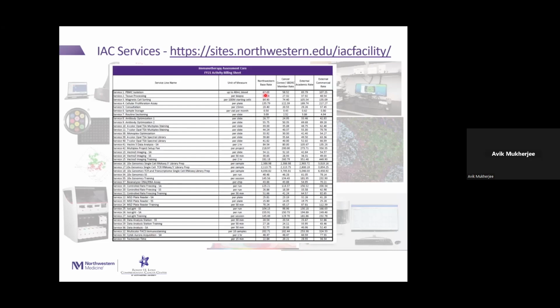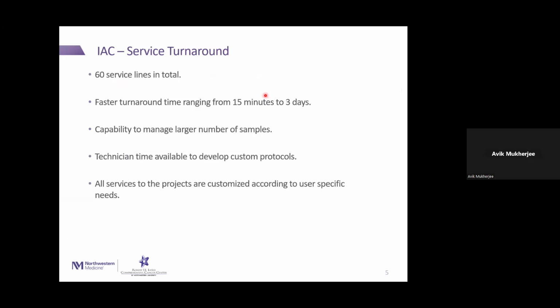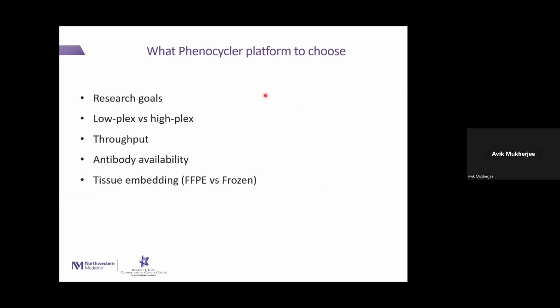You can go to our website here, and we have 60 service lines. So if you go there, you can find everything in details. Our turnaround time ranges from 15 minutes to 3 days, depending upon the technology. We also have a capability to manage a larger number of samples. We do provide some technician time to develop custom protocols if you need them. And all of our services can be customized according to user-specific needs.